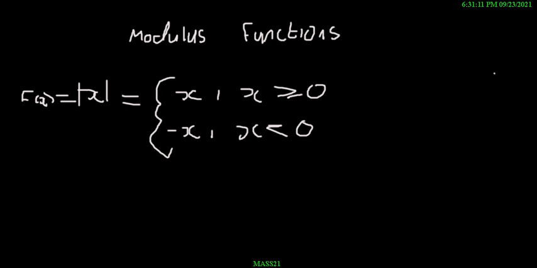So what modulus says is that anything that's been put in a modulus will always be positive. So if you put a negative there, it will be changed to positive, and if it's positive, it stays positive. That's why this makes sense: if you put a negative there it will become positive, and if you put a positive there it stays positive.